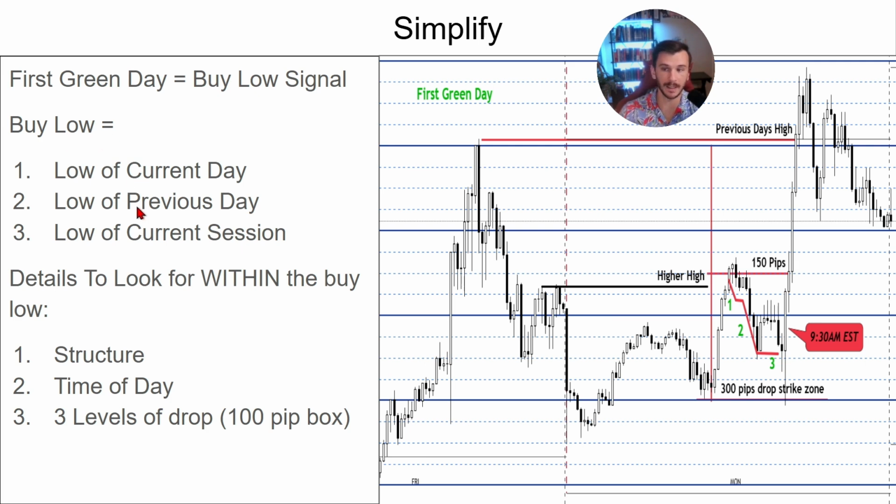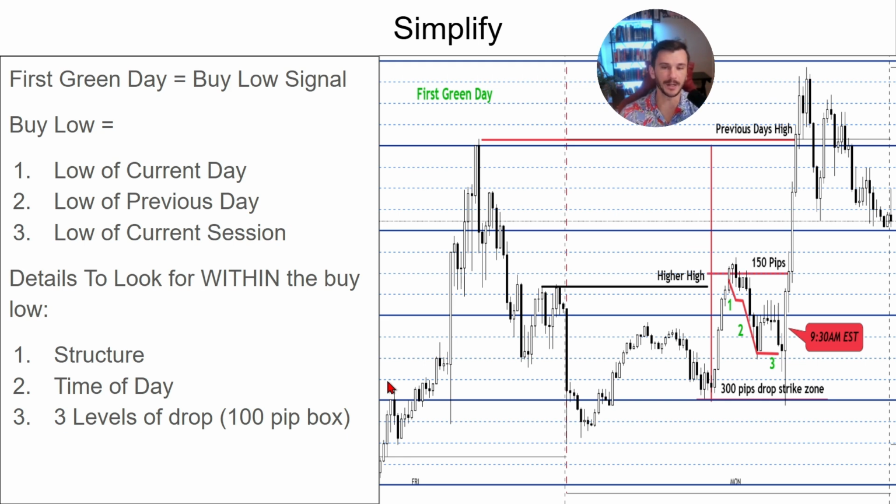So looking over here, what does buy low mean? Low of current day, low of previous day, low of current session. And then details that you can look for within the current day. If I'm looking to buy low, I would be looking at the structure. Again, if I'm looking to go long, I have to see some kind of higher high. We have to be in a higher high, higher low sort of scenario. The time of day is 9:30, specifically for indexes, gold and oil. For currency pairs, of course, you can find trades a little bit earlier.